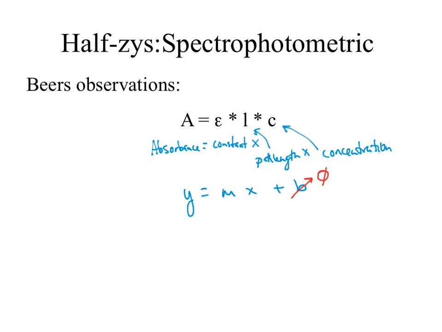What about x? We can make that be our concentration. I would actually take it a step further and also make it the path length. Why would I include the path length in x?